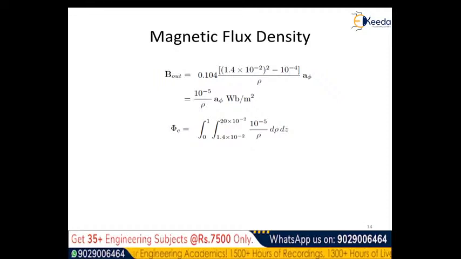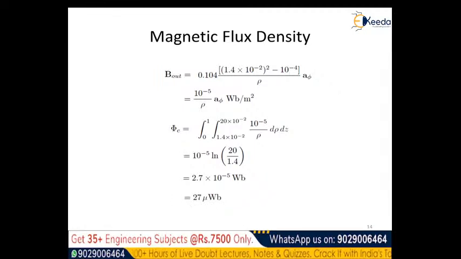In the next step, we solve the integration and we get the form 10 to the power minus 5 ln, the natural logarithm, of 20 divided by 1.4, and if we take the logarithm value, this results in 2.7 into 10 raised to the power minus 5. This is in terms of Webers. The multiplicand 10 to the power minus 5 we can absorb if, instead of 2.7, we write 27. With a shift of the decimal point to the right-hand side, it will be 10 to the power minus 6 in the multiplicand. So 27 into 10 to the power minus 6, we can write as 27 micro Webers. This is the solution, and this way we have the answer to part C.